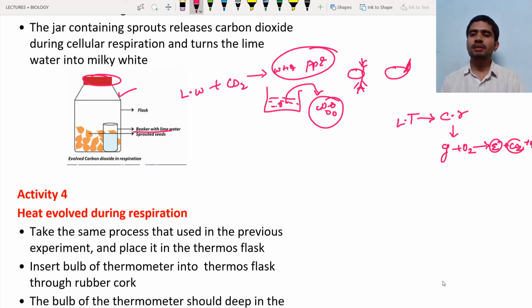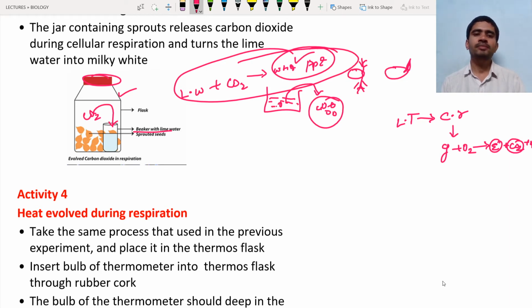Okay, this carbon dioxide is most important. Why? Because this is an indication of whether respiration is occurring or not. The carbon dioxide which is released by the sprouts is going to react with the lime water to give the appearance known as milky white precipitation. So we can confirm that carbon dioxide is evolved during respiration.